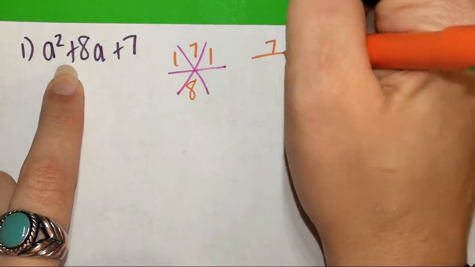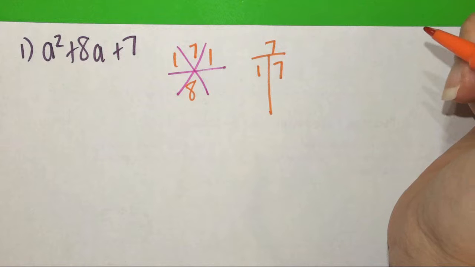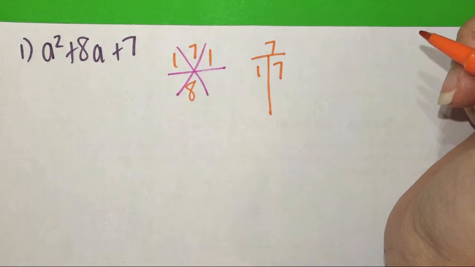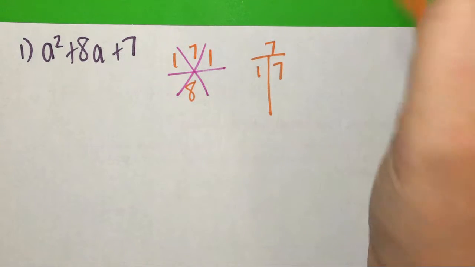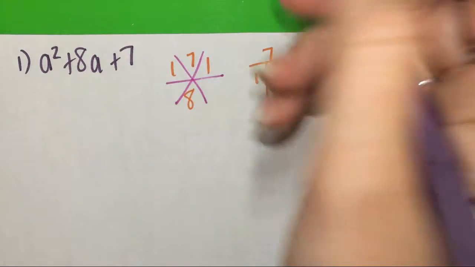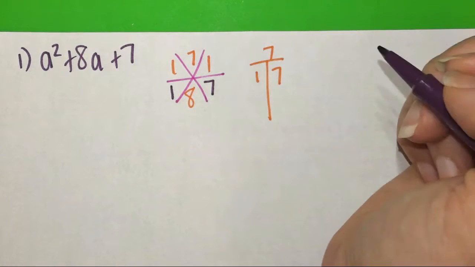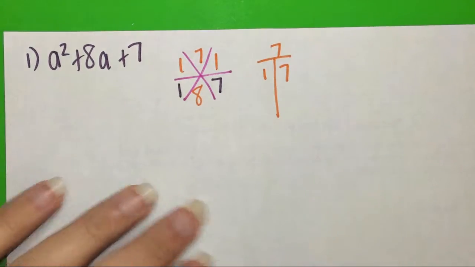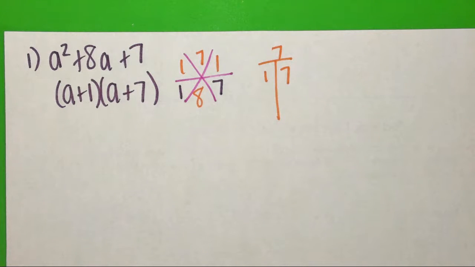Now, what two numbers multiply to give us 7? 1 and 7. Are those the only ones? Yeah, I believe so, because 7 is a prime number. It is odd, but it's a prime number. Alright, now, do those also add to give us 8? 1 plus 7 is? Good, so we write a 1 here and a 7 here. Now, what goes in our parentheses? A plus 1, A plus 7. Does it matter which way I write it? No.